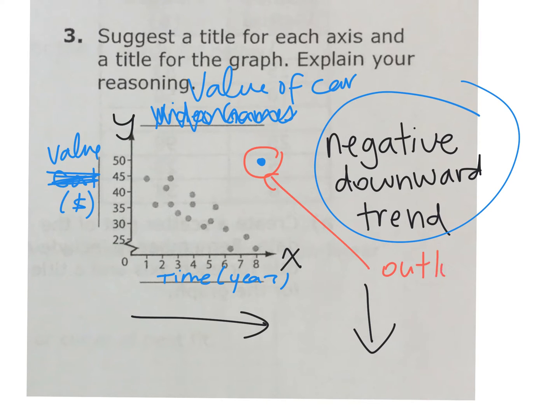This is outlying data. It's data that doesn't always follow the trend because of a special circumstance. In this case, maybe that represents an antique car. It wouldn't follow this trend. It's a really old car, but it's worth way more. Okay, does that make sense?